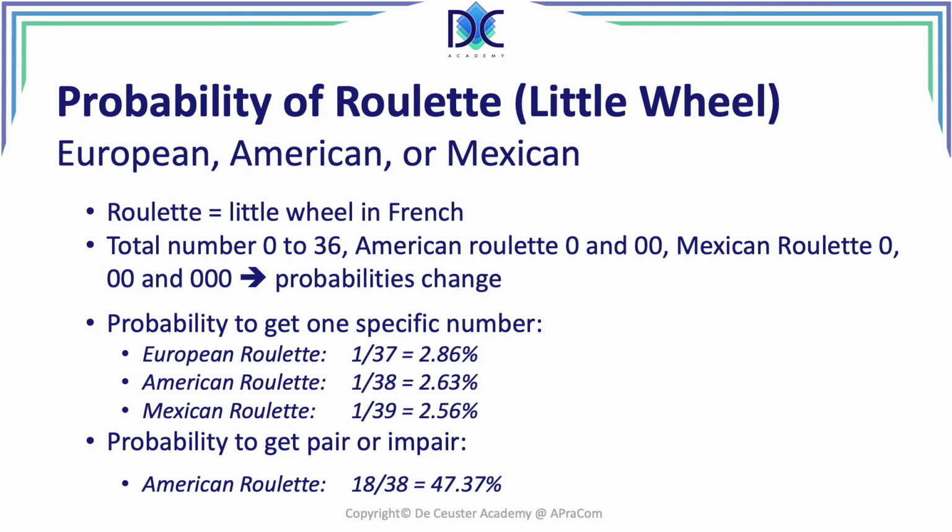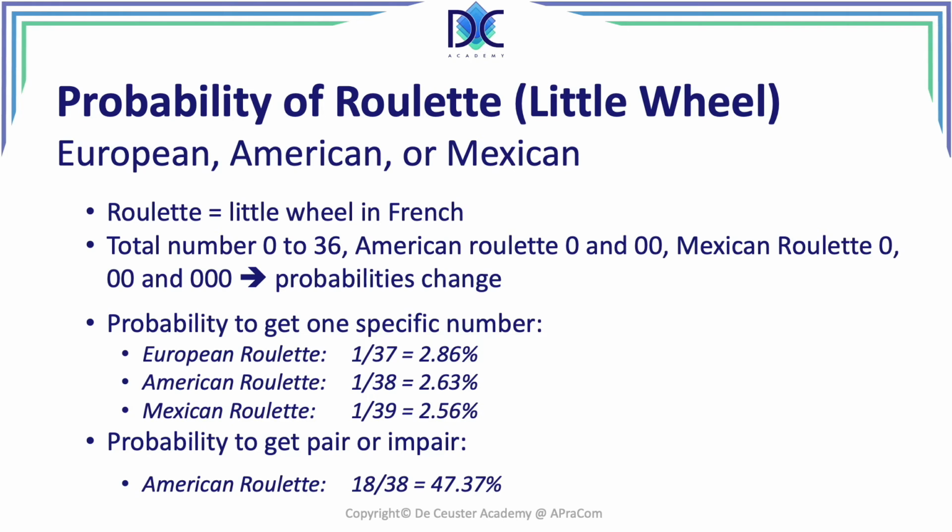Now, you see that depending on the game that you are playing, European, American, or Mexican roulette, the probabilities change. Some people may say, yeah, what about the Russian roulette? Well, that's a completely different game. It doesn't involve random numbers, but of course, there is a different type of probability there. But we're not going to discuss the Russian roulette here.